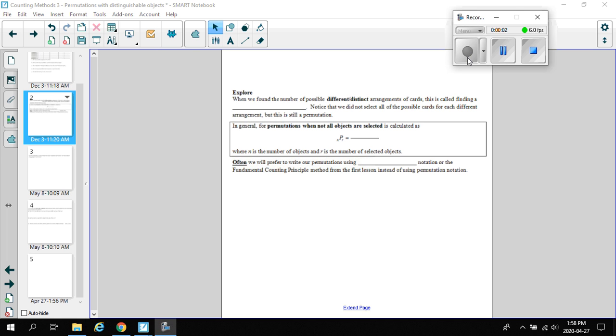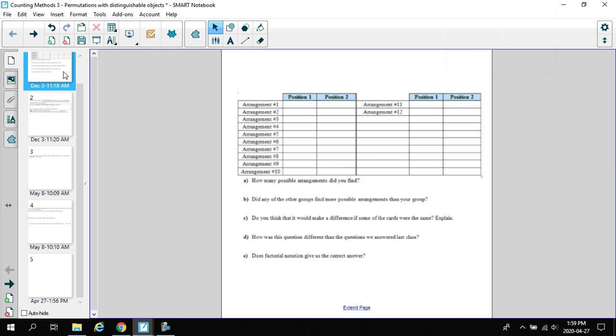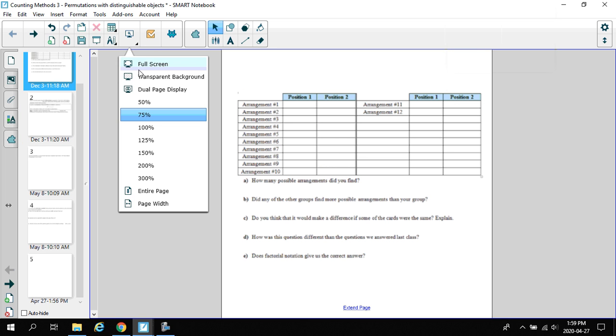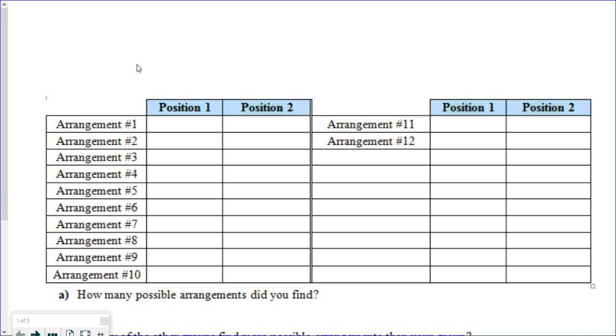Hey guys, this is lesson 3 for Math 30-2 in counting methods. So this is permutations with distinguishable or distinct objects. This is really continuing on from what the last lesson was. Up at the top there in your notes package, hopefully you still have your cards from last day.